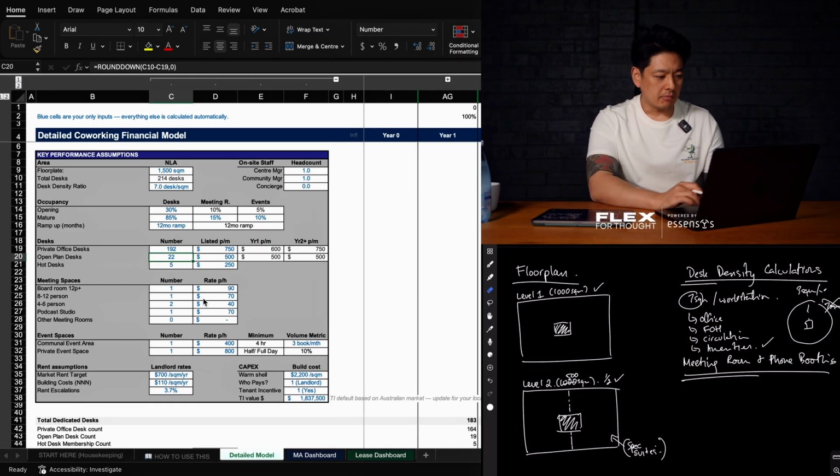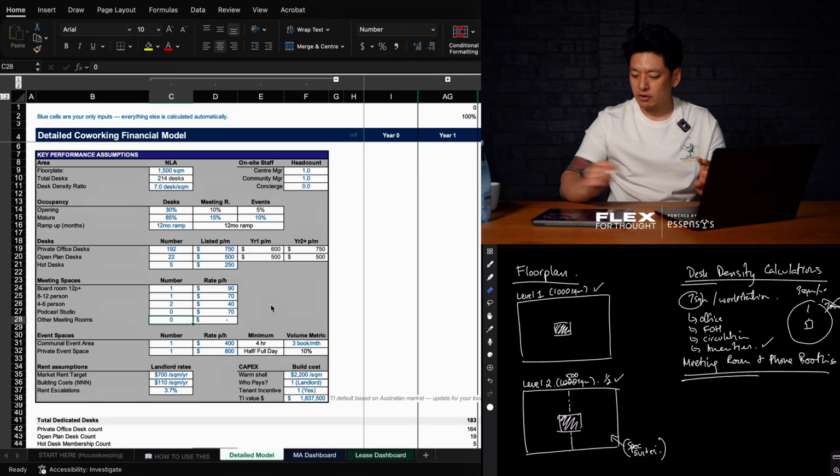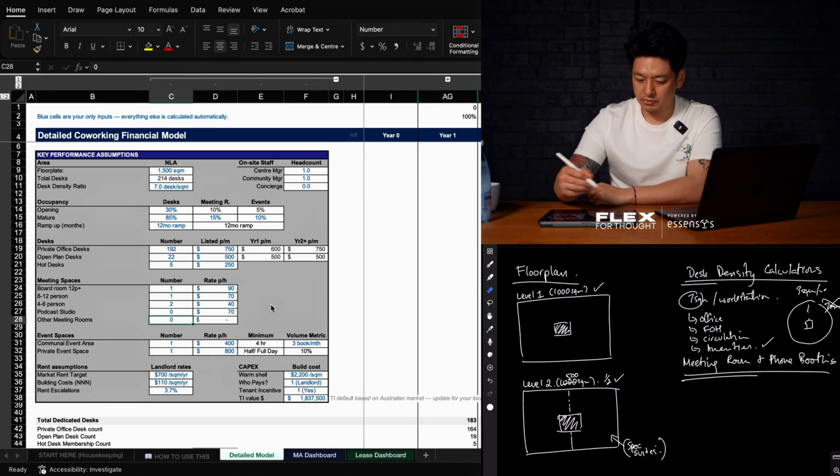Now, the meeting rooms, this is the interesting one, and I've already got it set to what I think is appropriate. So the meeting room theory for me is simple. It's split into 2 things. Meeting rooms, I go from square meter NLA. Phone booths, I go from something else. Per member, but it's a bit different.